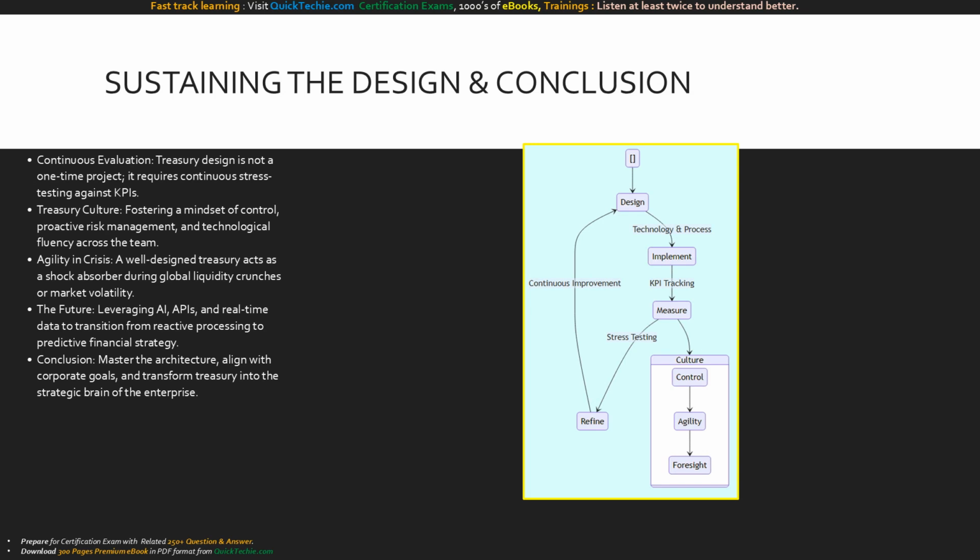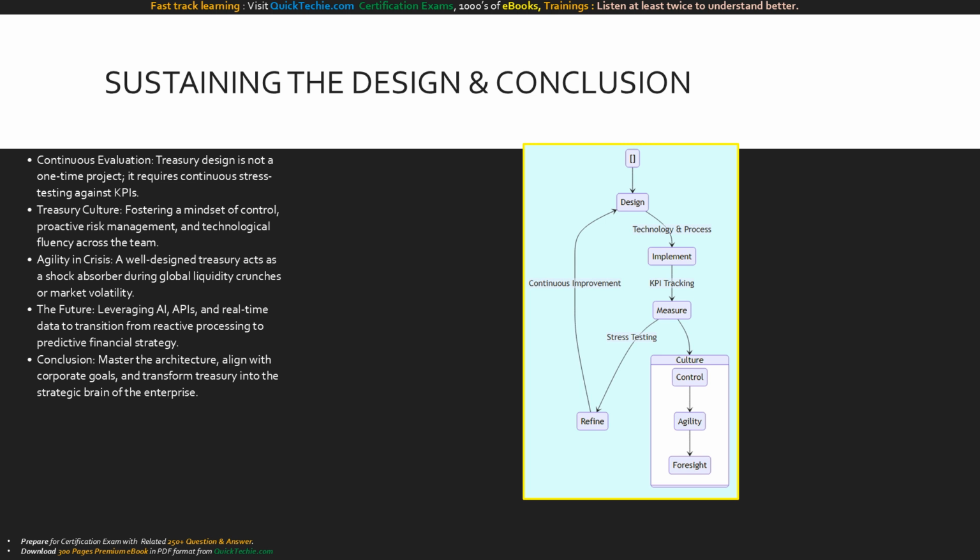As we conclude our training, it is vital to understand that treasury design is not a set-it-and-forget-it project. It is a living, breathing architecture. To sustain this design, you must continuously evaluate your operations against your KPIs. Are your cash pools still efficient? Are your hedging strategies protecting the balance sheet? But beyond systems and processes, the true glue that holds an effective treasury together is the treasury culture. You must foster a mindset within your team that values strict control, proactive risk mitigation, and technological fluency.